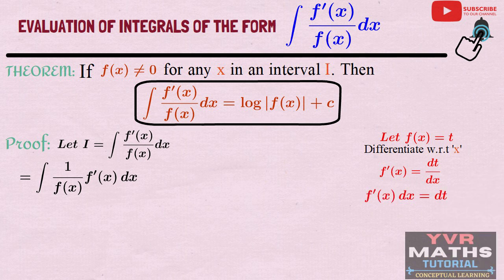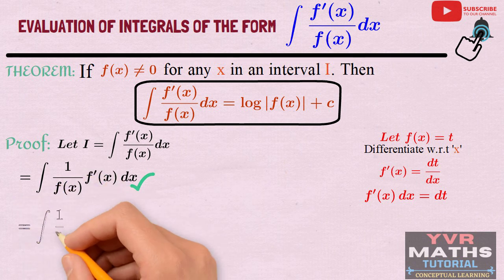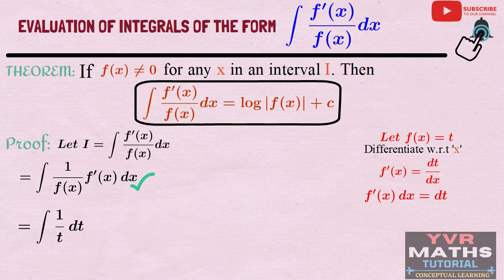Now substitute this data in the integrand, then what we will get? See here in the next step, integral 1 by t into dt. Because f of x we consider as a new variable t and f dash x dx is nothing but dt. That's why this step we got like this. Now the given integral reduces to a known form.